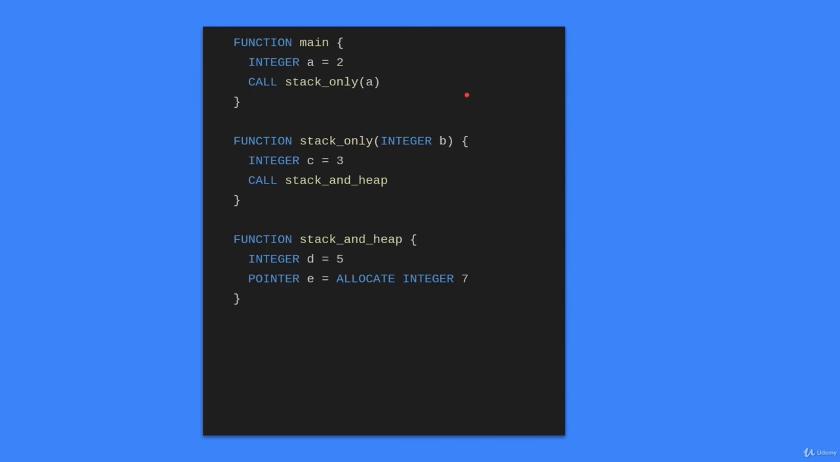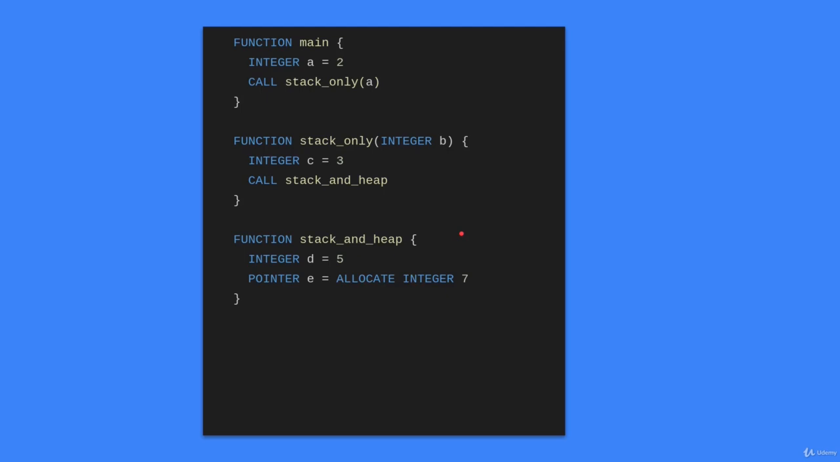As we can see here, we have a program that's quite similar to the one that we had in our stack example. So again, we have a main function that creates a local variable and calls the stack only function passing that variable. The stack only function accepts a parameter, creates a local variable, and then it calls the stack and heap function. And this is where it gets interesting. The stack and heap function creates a local integer, and then it manually allocates an integer on the heap. Let's see how that would work.